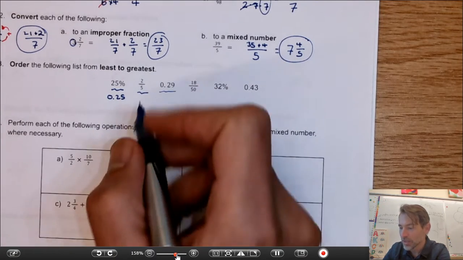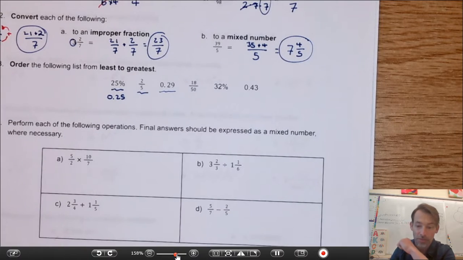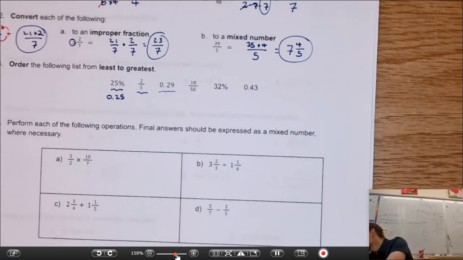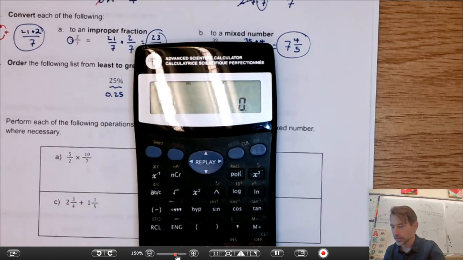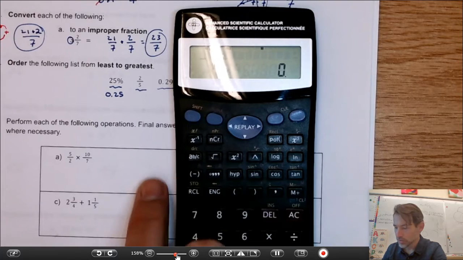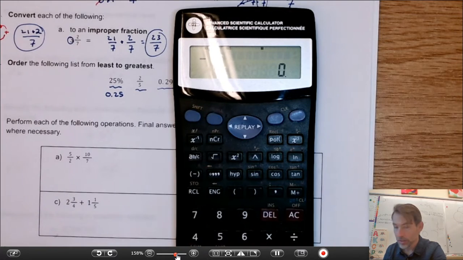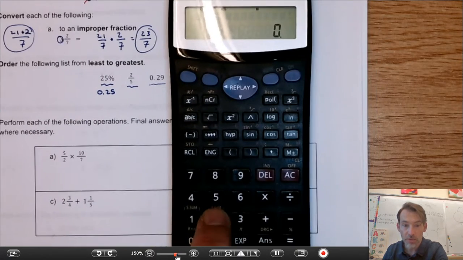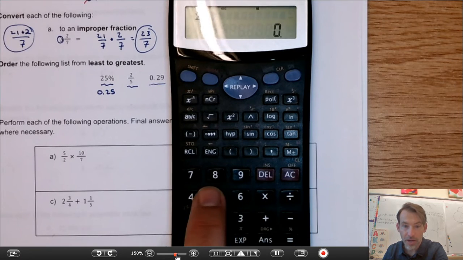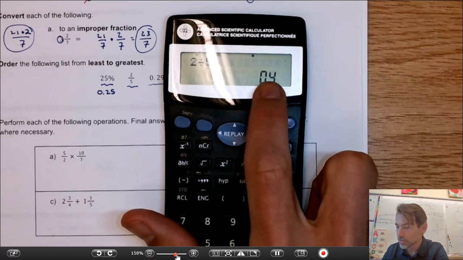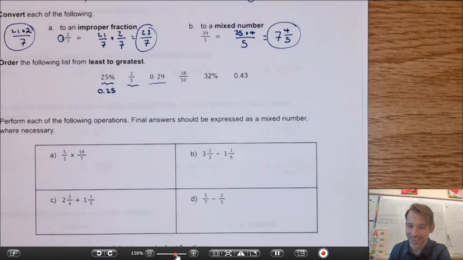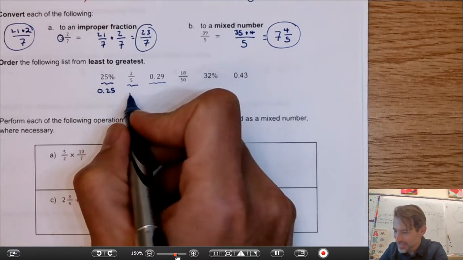2 over 5, well, you would do this on your calculator. And your calculator will tell you that that's 0.4. But don't take my word for it. Here we go. Calculator, okay? How do I convert 2 over 5? I do it. 2 over 5 means 2 divided by 5. And then push equals, and it tells me it's 0.4. That's how that's done. This is 0.4.